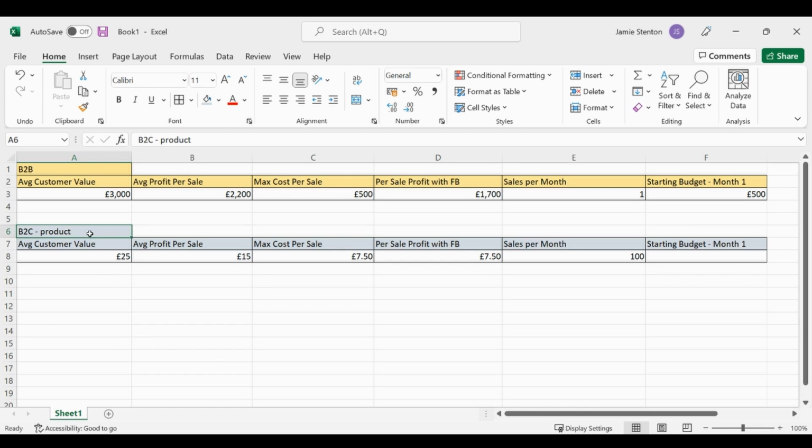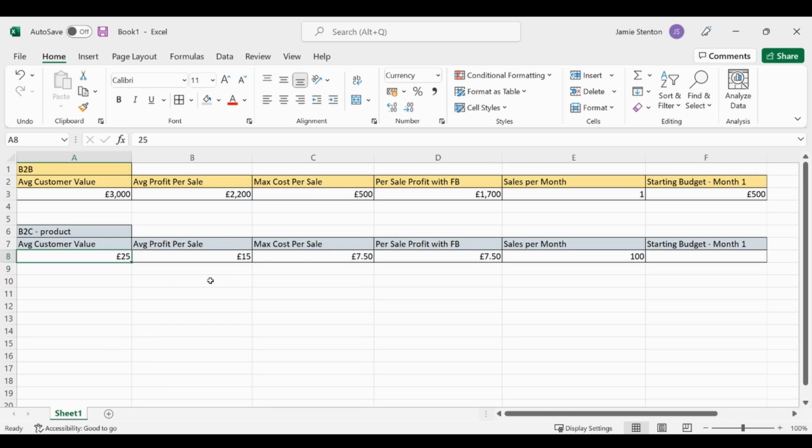The second example is a B2C product, which has an average customer value of £25. Let's say it costs them £10 to produce that, so they're left with £15 profit after every single sale they make. Maximum cost per sale, they could be happy with half, £7.50. If I'm left with £7.50 at the end of a sale for a product, and I'm potentially left with a scalable Facebook ads pipeline, then yeah, why not?